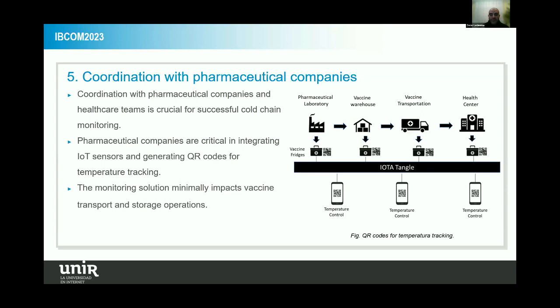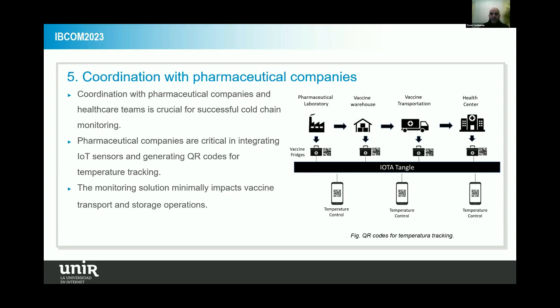Here the pharmaceutical companies play a crucial role in integrating IoT temperature sensors into the refrigeration system and generating QR codes for tracking temperature data. This is important because with your smartphone you can read the QR codes on the refrigerator or also on the vaccine. When you read the QR codes, you can immediately see the temperature of the refrigerator or the vaccine. You can read it in real time or near real time with these QR codes.